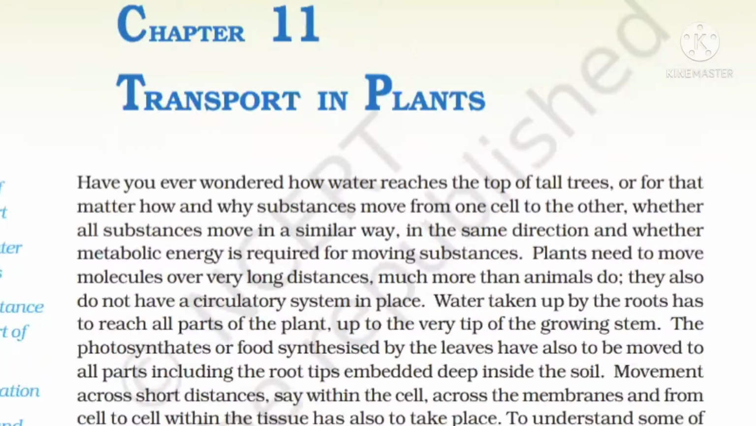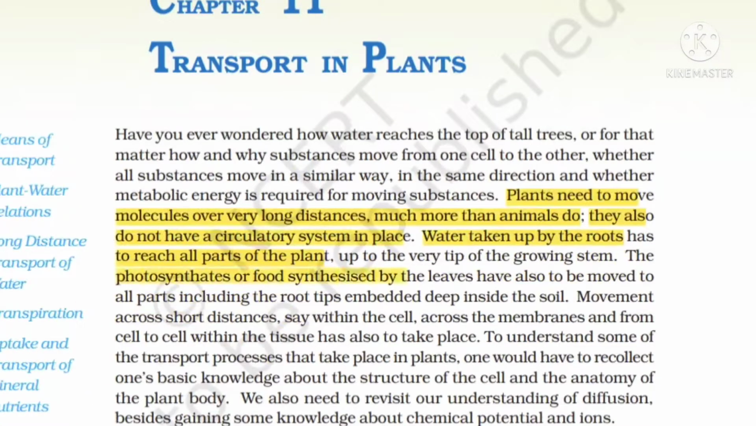So we are going to start chapter 11, NCERT Plant Physiology, that is transport in plants. See beta, plants need to move molecules over large distances, much larger than animals require. And they don't have any circulatory system also. They have to take the water from the root and give it to all parts of the plant, okay? And the food prepared by the leaf has to be distributed to all parts, including the root tip also, which is embedded deep inside the soil. So not only long distance, they have to manage short distance also.